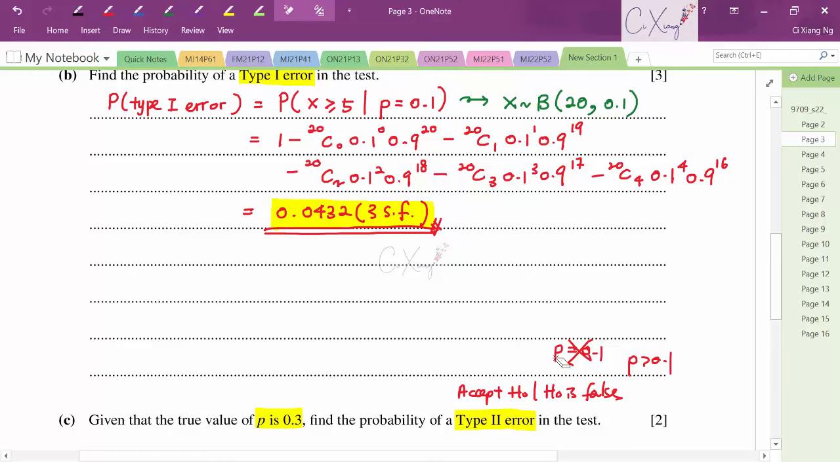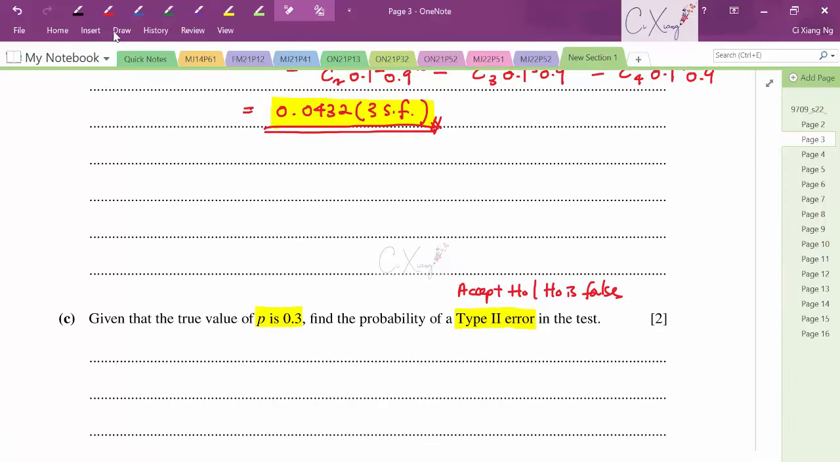All right, so let's start. For type 2 error, the definition is to accept the null hypothesis when the null hypothesis is false. So type 2 error.